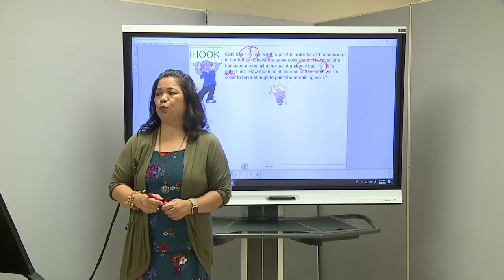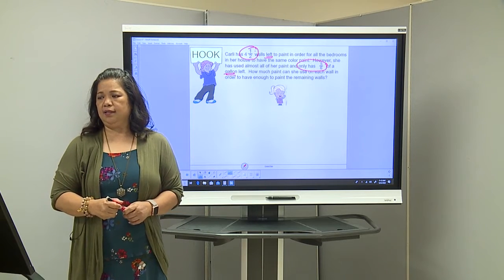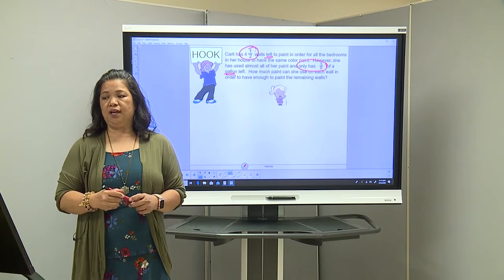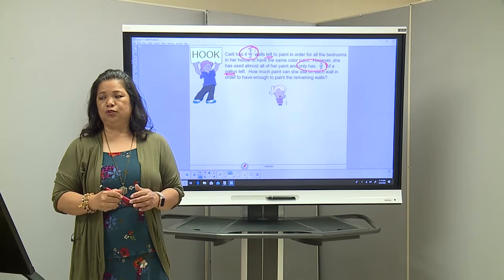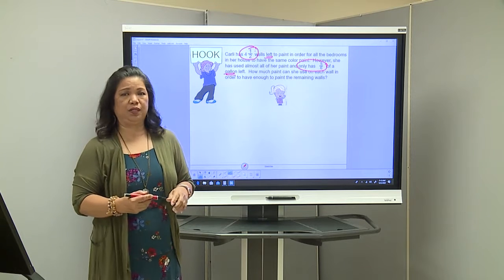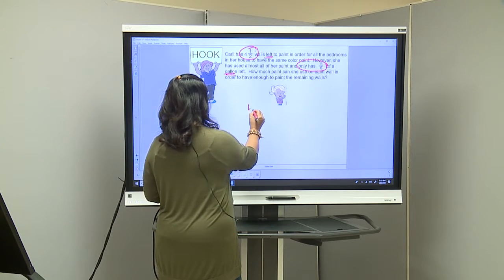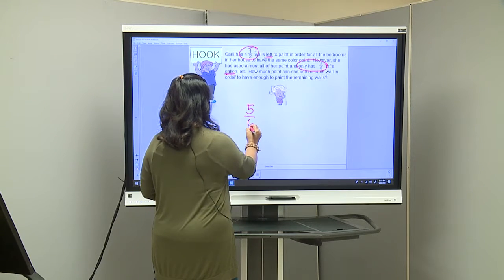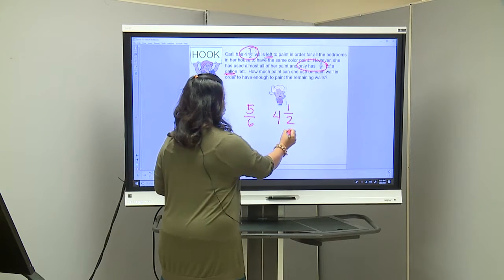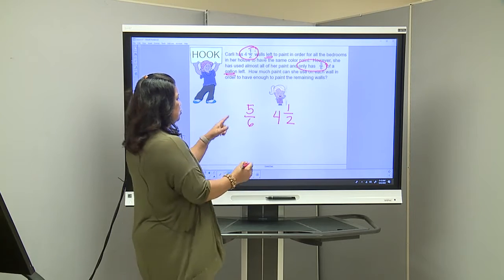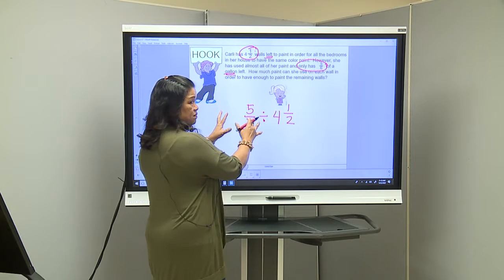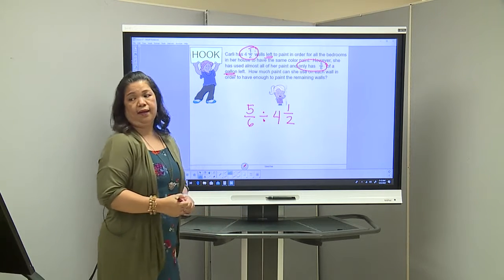And then, as we continue to read, we found out that she only has 5/6 of a gallon left. Now, the question being asked here is, how much paint can she use on each wall in order to have enough paint to paint the remaining walls? So, if we're looking at this problem, we are having the paint left and using it to paint the remaining 4.5 walls that she still needs to paint. So you have 5/6 of paint, and you have to make sure that that 5/6 goes to all the 4.5 walls.